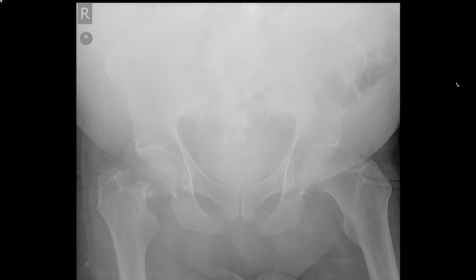So here we have another patient's pelvic x-ray. Again, the clinical history was of a possible fractured neck of femur, pain on walking, pain on standing, and shortening and rotation of the hip. So, looking at this x-ray, we can see clearly there is an asymmetry between the femoral shafts.